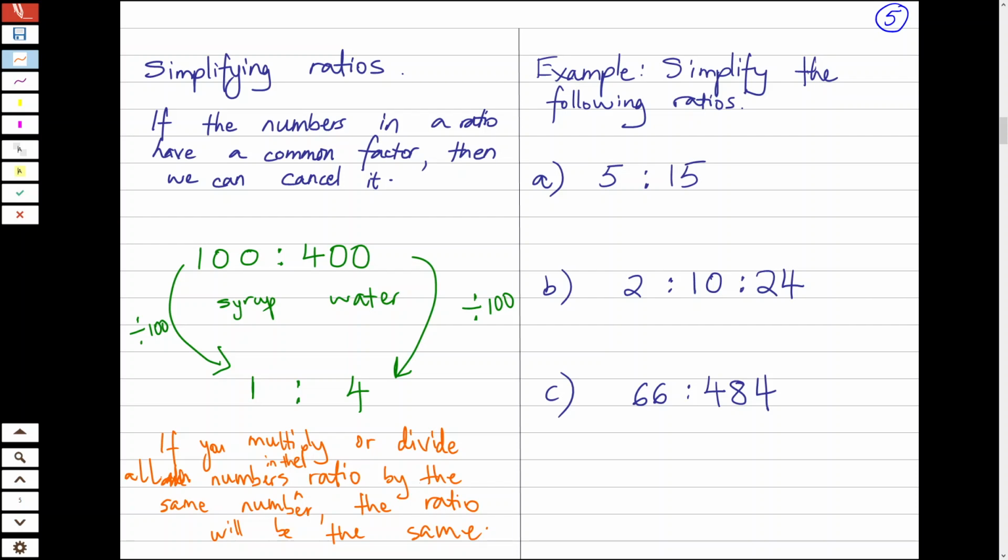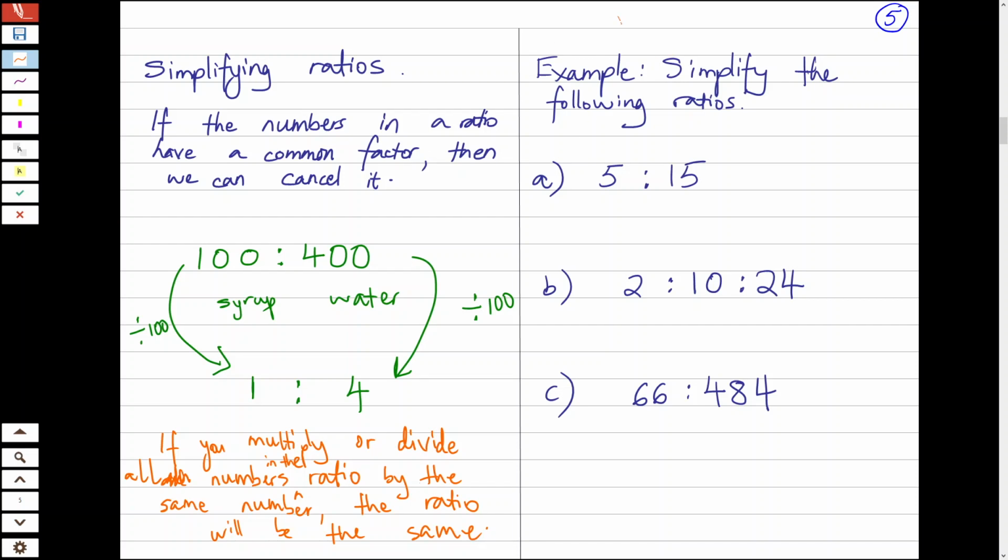So my Year 8 class last year would have done something like this. They would have been given ratios that look like this, and I would have asked them to simplify them. So have you done this in your time at school? Okay. So we can do it together.